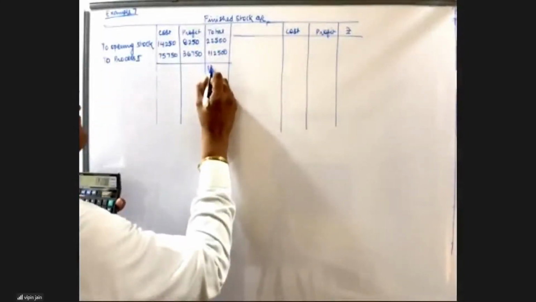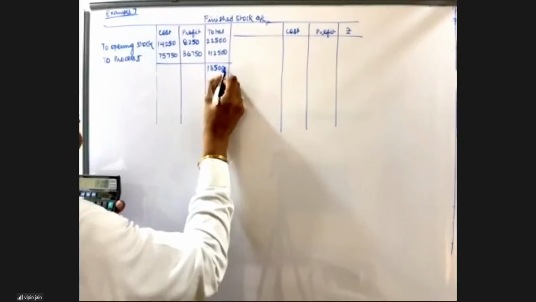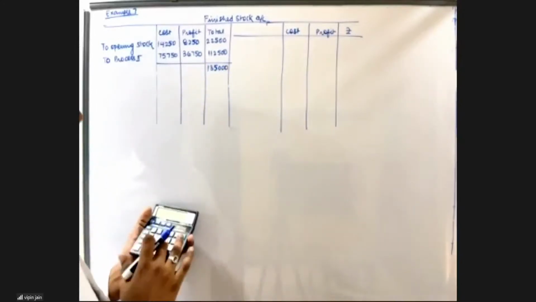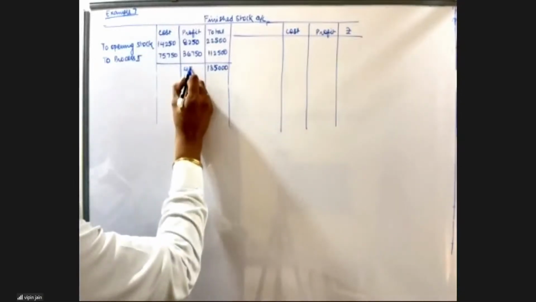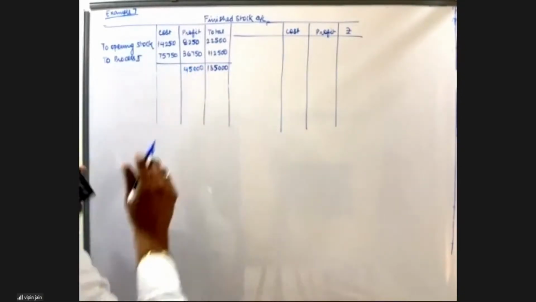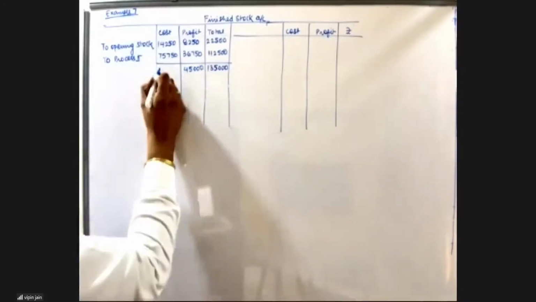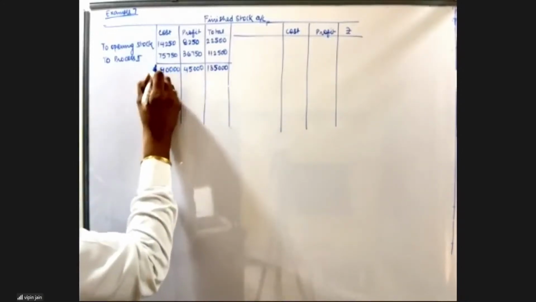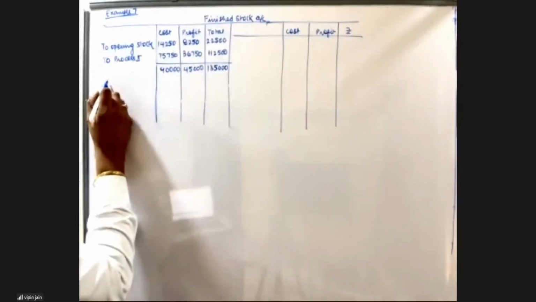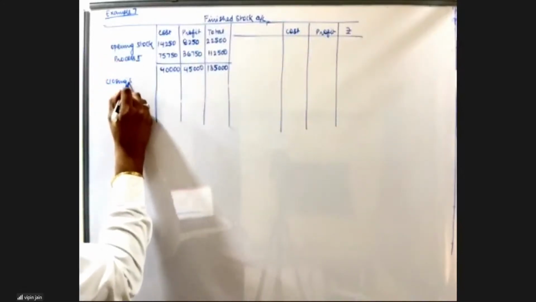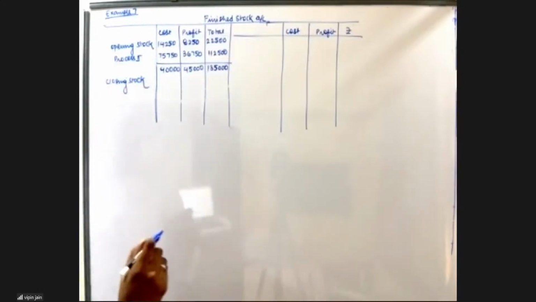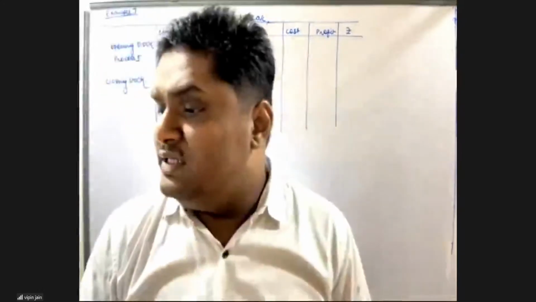This is 1,35,000. This is 45,000. So this will be 90,000. Now we have to subtract closing stock. My closing stock is 11,250.